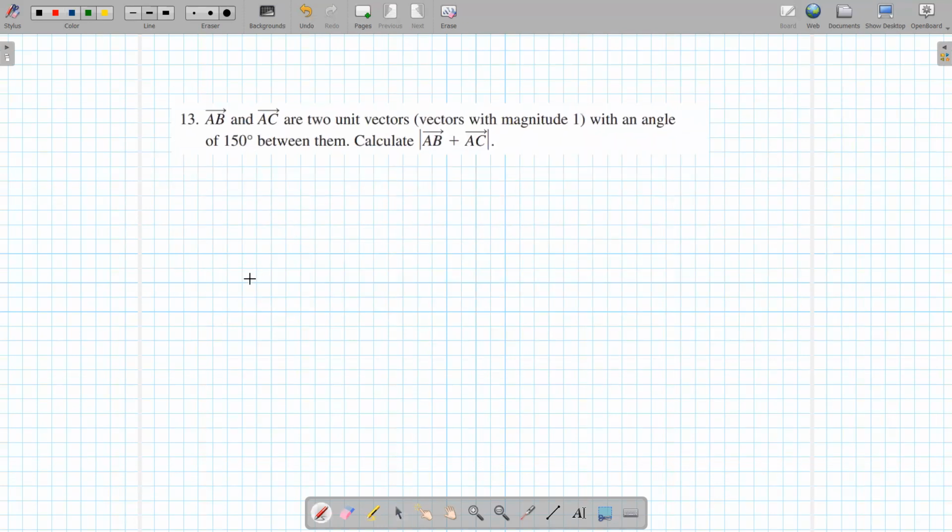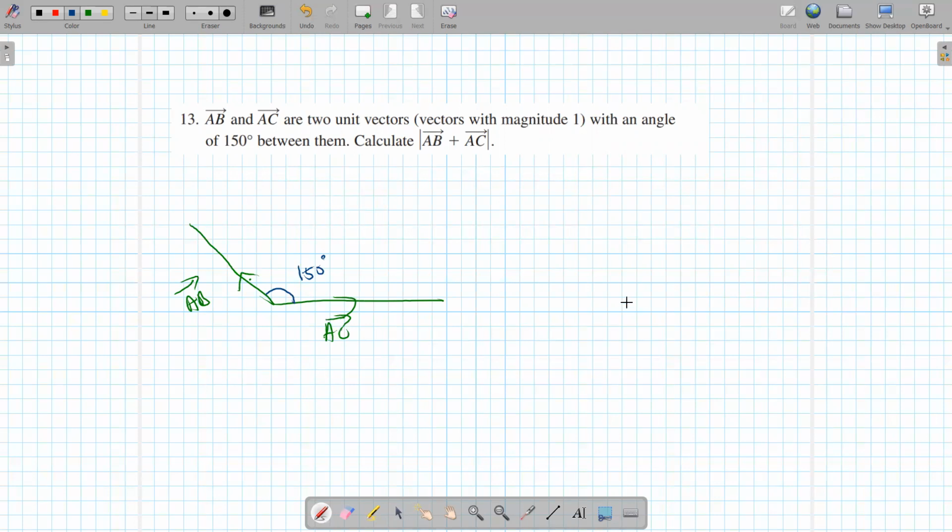AB and AC are two unit vectors, and the angle between them is 150. So let's quickly sketch them. It doesn't matter which one is which, but we know this is AB. Let's say this is AC. You can make the top one AC as well. It doesn't make any difference. And we know the angle between them is 150 degrees. And we know that they're unit vectors.